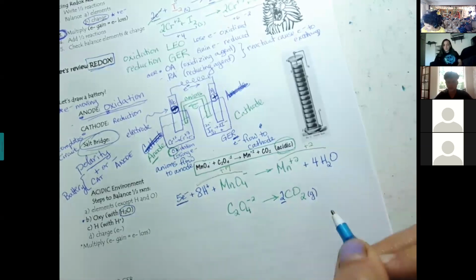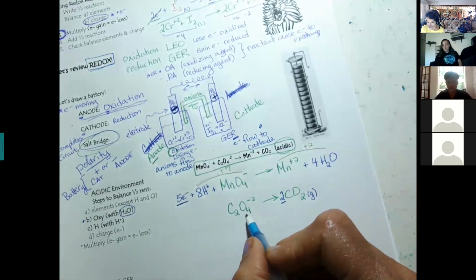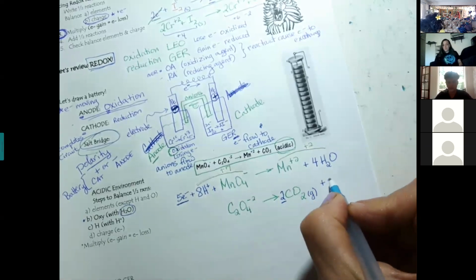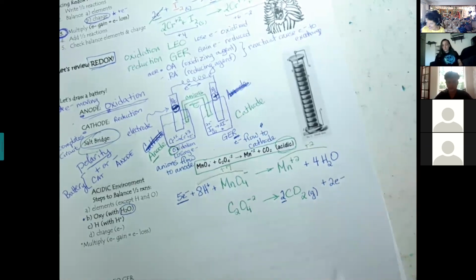That CO2 is a gas, and then the ion C2O4, we would need our 2 electrons on the product side to balance the -2 on this side. Again, your electrons need to end up on opposite sides.